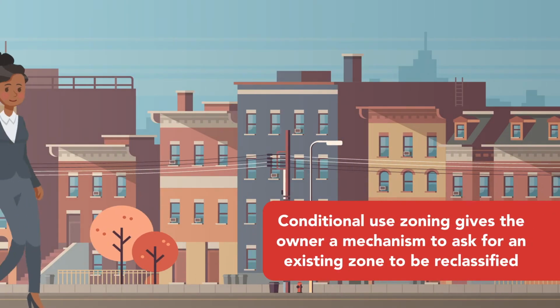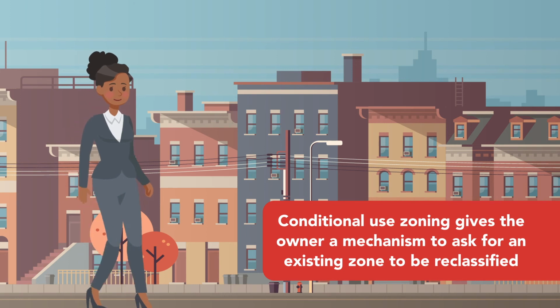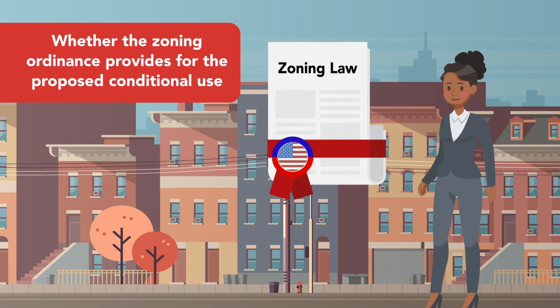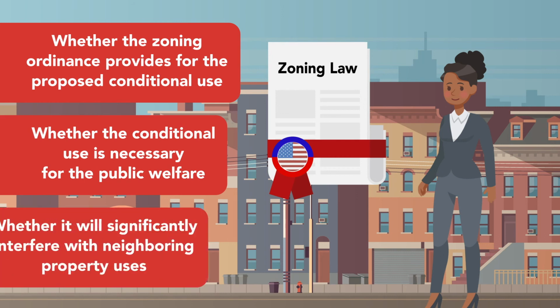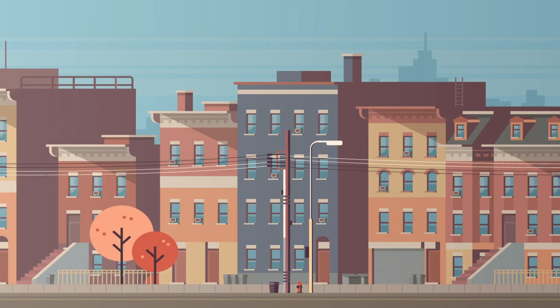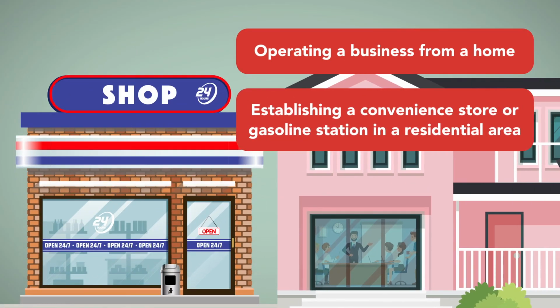Conditional use zoning gives the owner a mechanism to ask for an existing zone to be reclassified to permit new or different uses. Conditional use approval criteria can include whether the zoning ordinance provides for the proposed conditional use, whether the conditional use is necessary for the public welfare and convenience, and whether it will significantly interfere with neighboring property uses. Examples of conditional uses in residential zones include operating a business from a home and establishing a convenience store or gasoline station in a residential area.